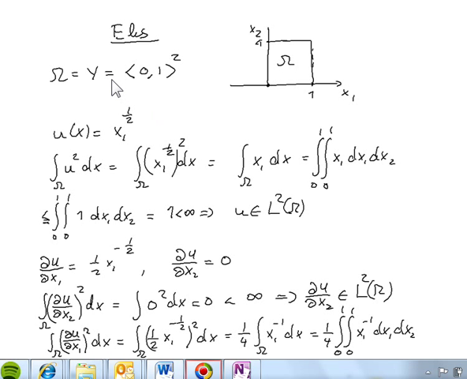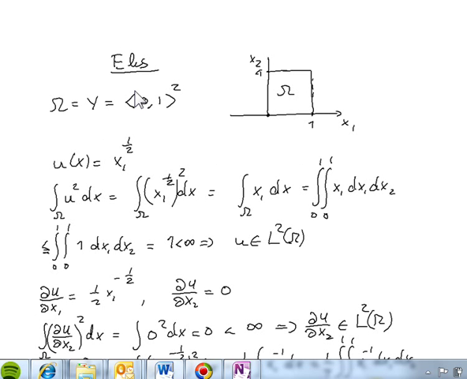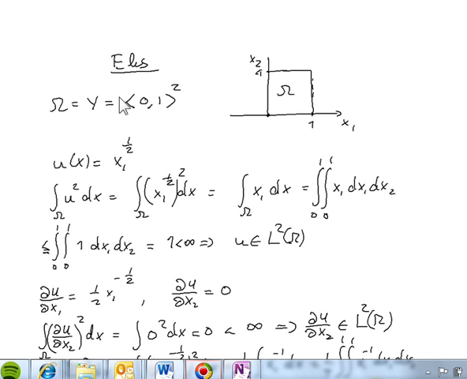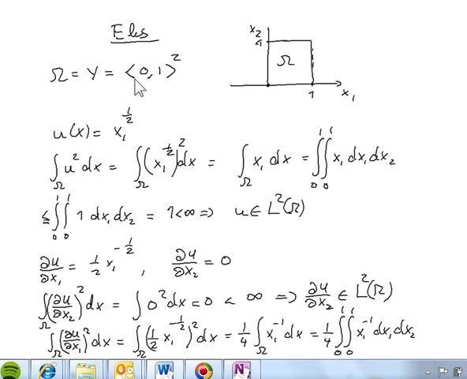Let's now consider an example of a function which is not a Lebesgue function or a Sobolev function. In fact, it's a Lebesgue function, but it's not a Sobolev function. In this case, as before, omega is just a square. So it's a very simple square, just a unit square.